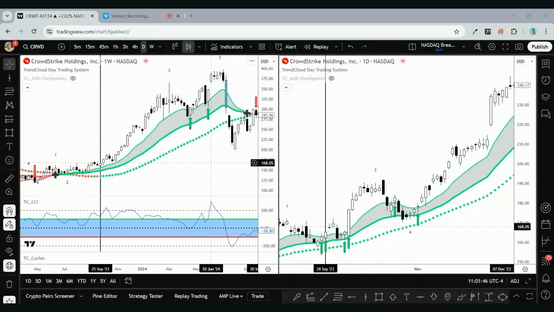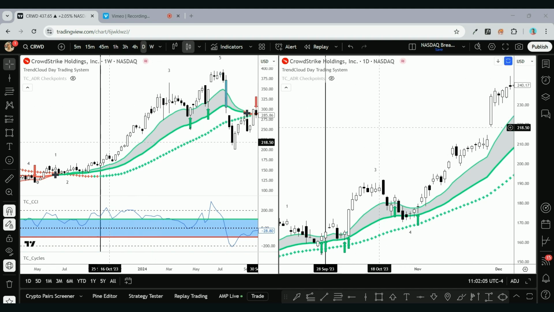Okay, so you want to use CrowdStrike Holdings, right? That's your instrument you're trying to trade with TrendCloud. It looks like you like using the weekly chart. So what I did here for you was broke everything down: weekly chart and daily chart.